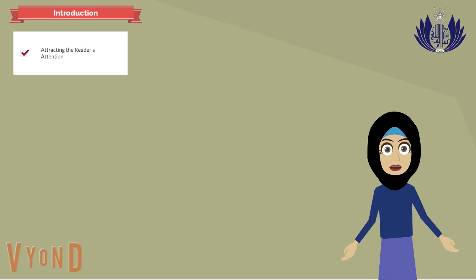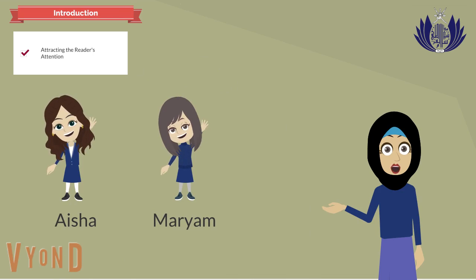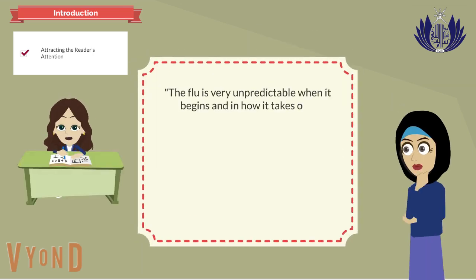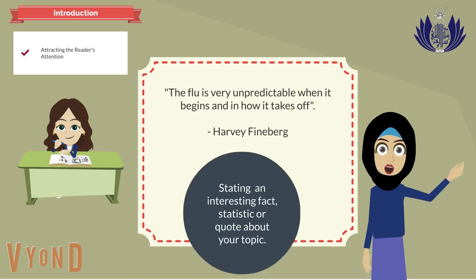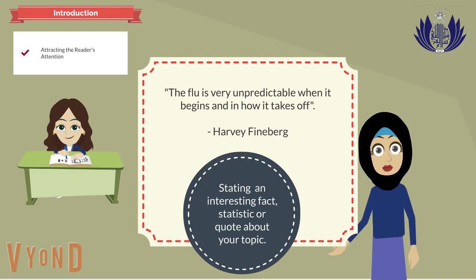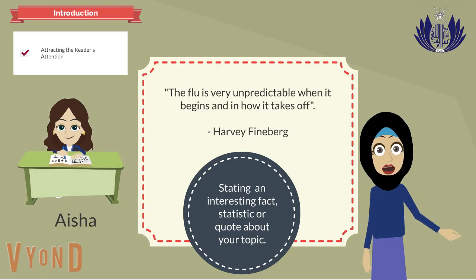Those 3 people are Aisha, Maryam, and Zamzam. Aisha wrote, "The flu is very unpredictable when it begins and in how it takes off," by Harvey Feinberg. Lovely, Aisha. One way of grabbing your reader's attention is by stating an interesting fact, showing related statistics, or quoting someone else's words about your topic, just like what Aisha did.